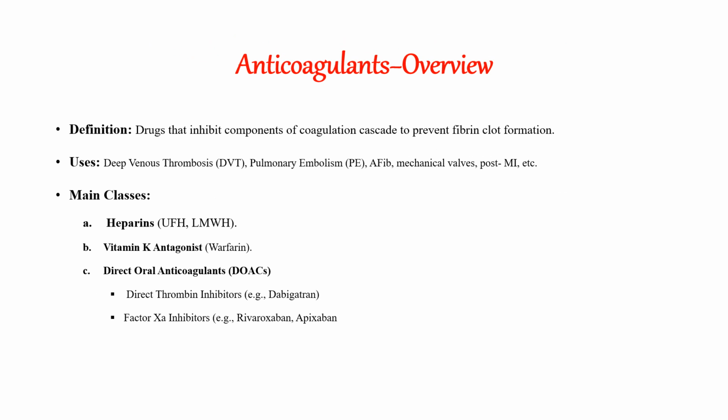Anticoagulants work by interrupting the coagulation cascade, preventing the formation of a fibrin clot. They are essential in managing conditions like deep vein thrombosis, pulmonary embolism, atrial fibrillation, and in patients with mechanical heart valves. The main classes include heparins, which enhance antithrombin activity, vitamin K antagonists like warfarin, which inhibit synthesis of clotting factors, and direct oral anticoagulants, also known as DOACs, that directly inhibit factor Xa or thrombin.